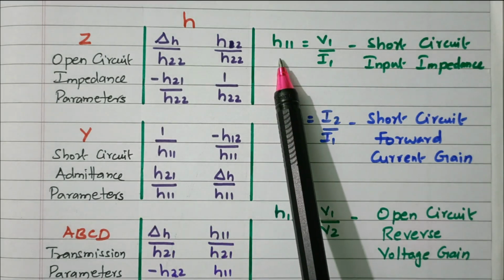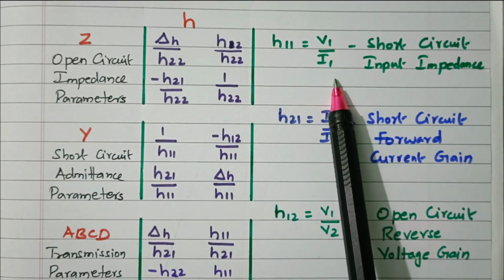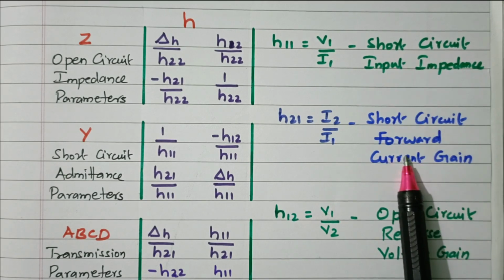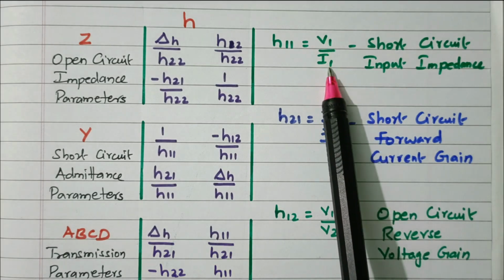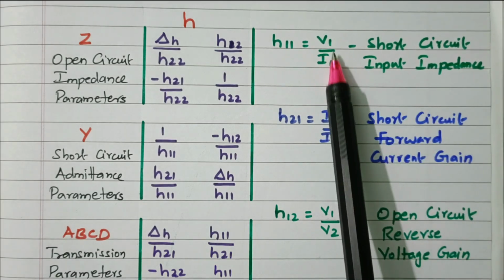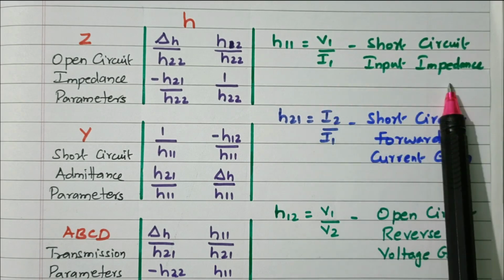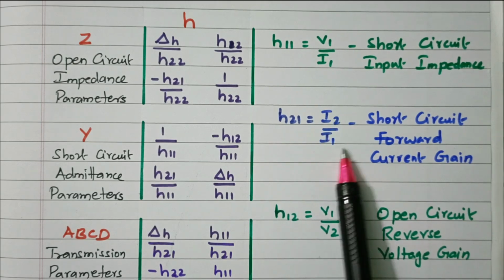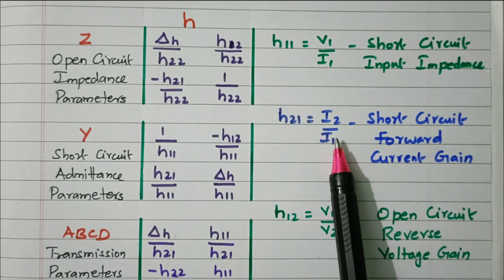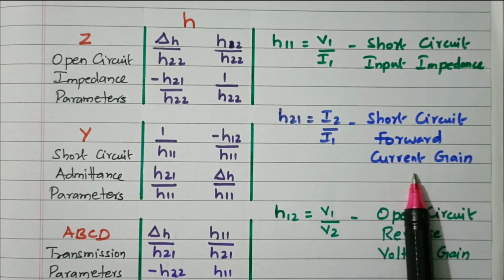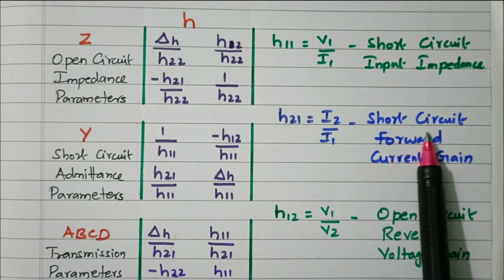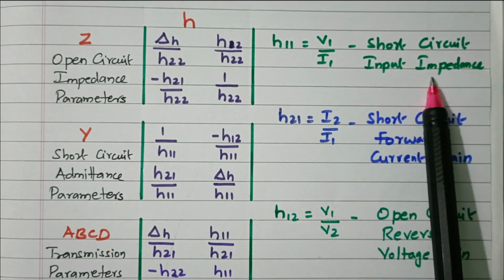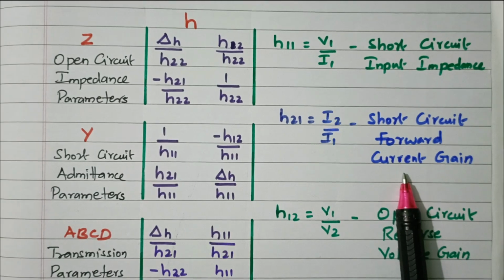That's why it is called a hybrid parameter. Now H11 means V1 by I1, the short circuit input impedance. The first two parameters are short circuit, the remaining two open circuit. Here V by I is available, so that is impedance. Both are 1, V1, I1, input side, so short circuit input impedance. H21 is nothing but I2 by I1, so this is also short circuit. I2 by I1, output current by input current, so that is current gain, the short circuit forward current gain.